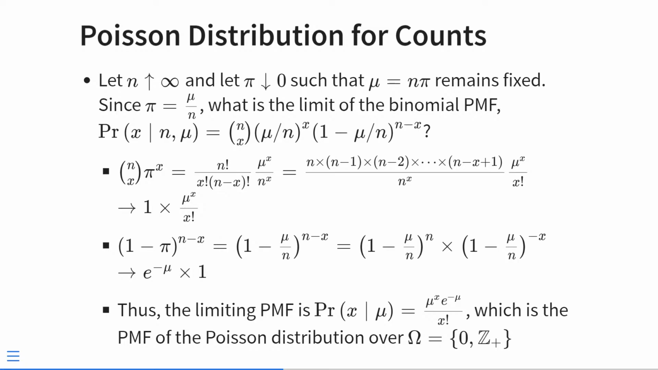So this is the first time we've encountered a sample space that does not have a finite number of elements. It has a countable, in this case infinite, number of elements. But we can evaluate this function for any non-negative integer in principle. And the expectation of the Poisson distribution is mu.